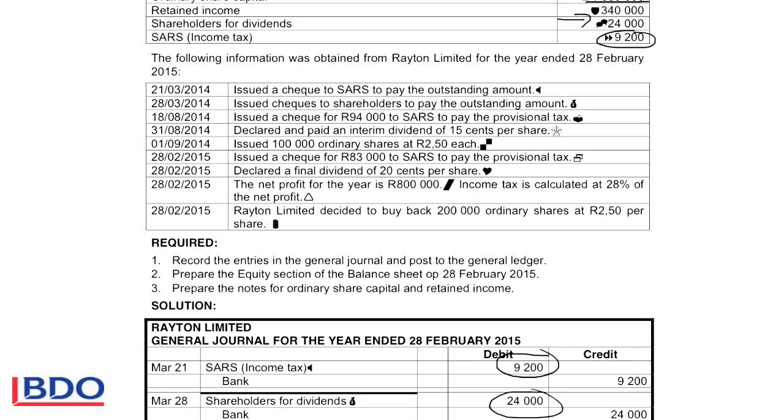So if we look at the next one, an interim dividend of 15 cents per share was declared. So first of all, I must determine how many shares did I have on the 31st of August. If we look at all the information that was given up to now, we haven't issued any additional shares yet. So that means that the dividend that we will pay will only be on shares that were issued in previous years.